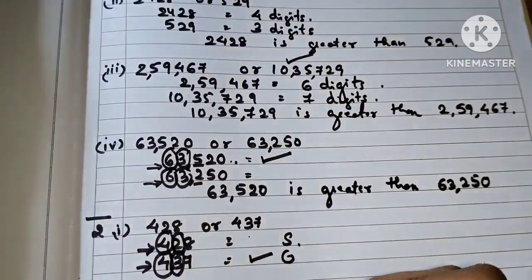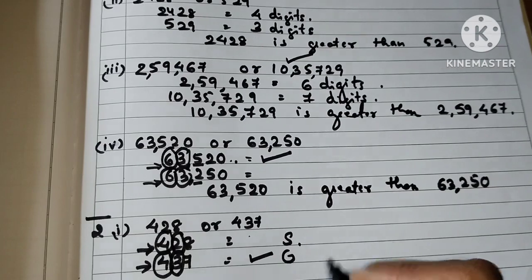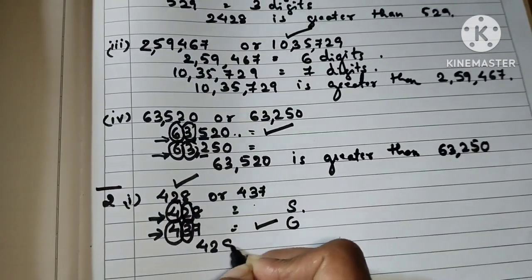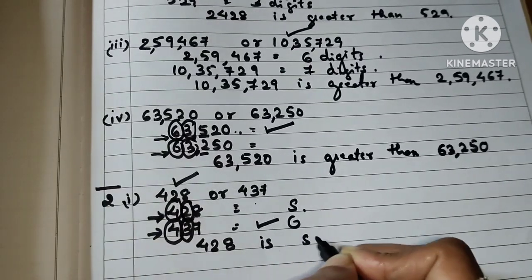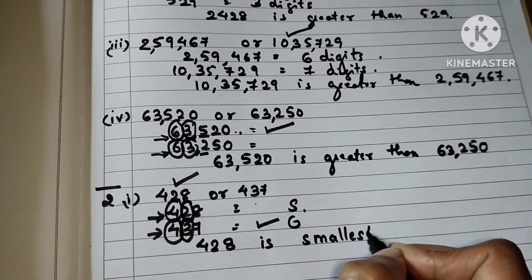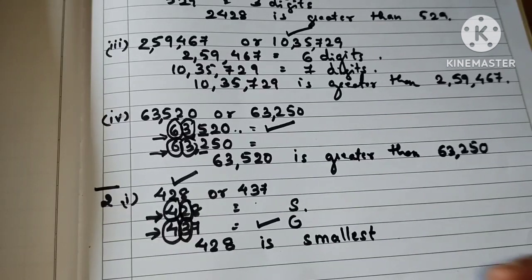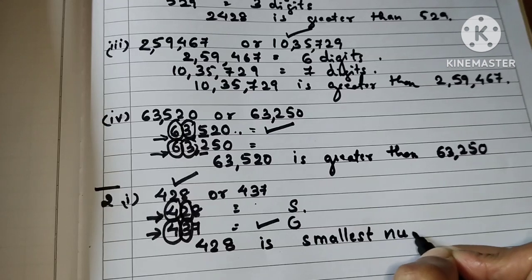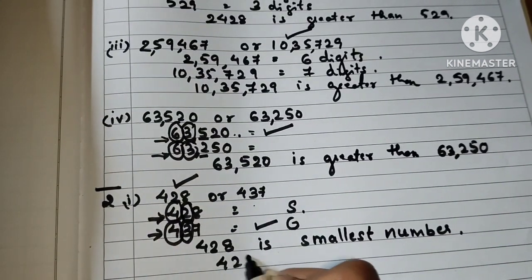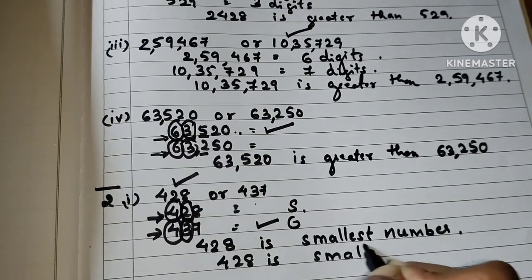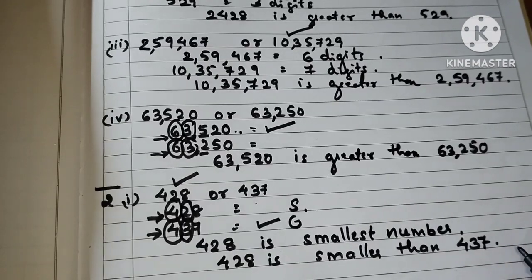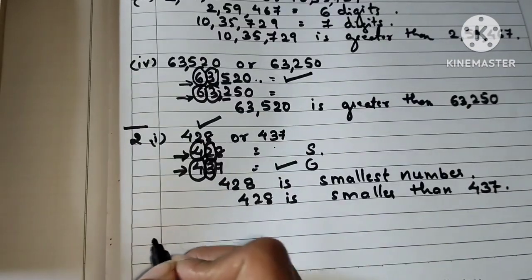Which is smallest? It is asked which is smallest number. So the first number, 428, is smaller or smallest. 428 is smallest number. Okay, we can write 428 is smaller than 437. Okay, we move on to the second question.